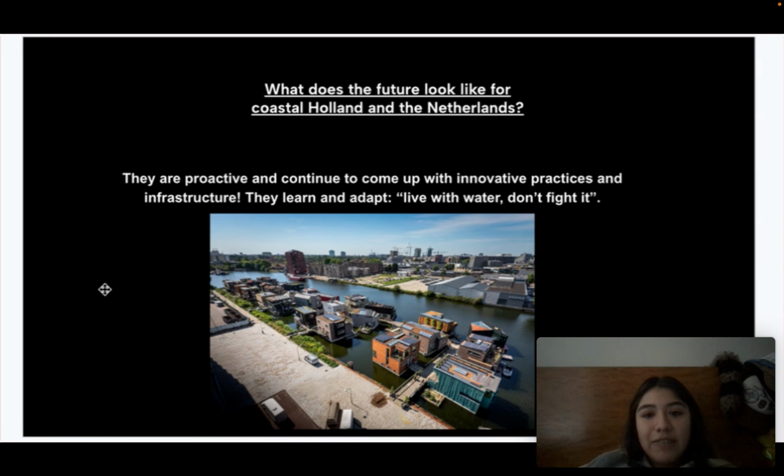So what does the future look like for coastal Holland and the Netherlands? They are being super proactive, and they're continuing to come up with new ideas, new practices, improving their infrastructure to just help the overall well-being of the people of Holland and the Netherlands, and economically as well. And I was reading this article, and I really liked this quote, which is basically the title, that's saying they live with the water and don't fight it. So solutions are not short-term in the Netherlands and coastal Holland, but rather long-term to allow people to live comfortably and deal with the sea level rising and climate change, and also while improving and trying to fight for those things like climate change.